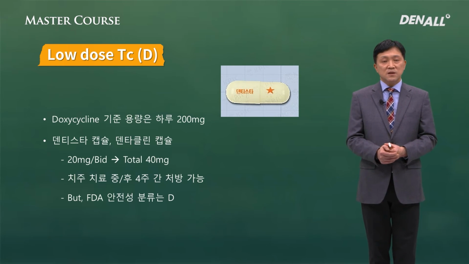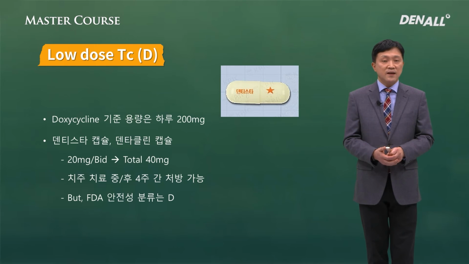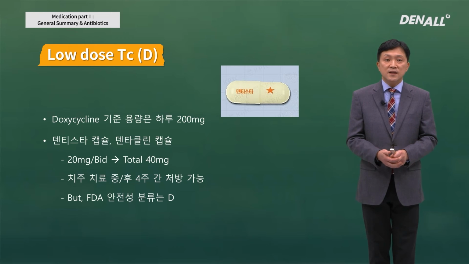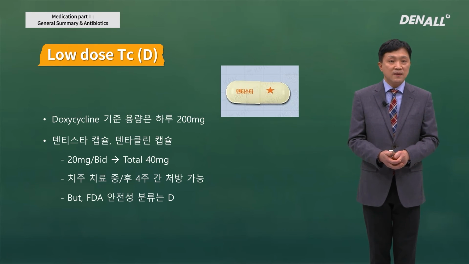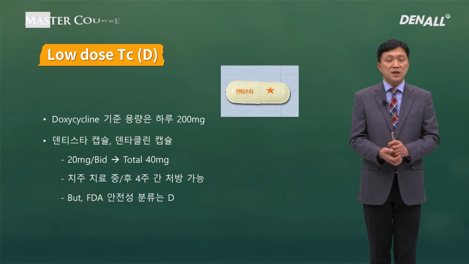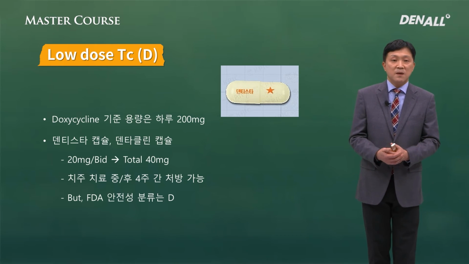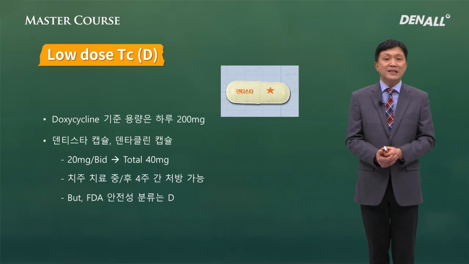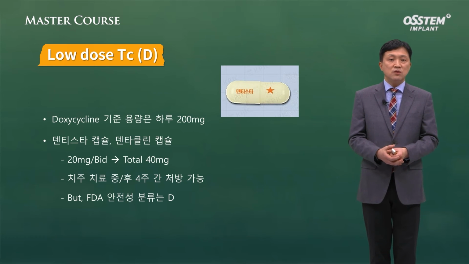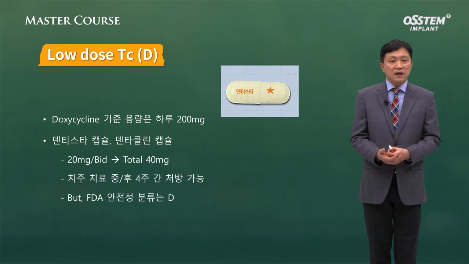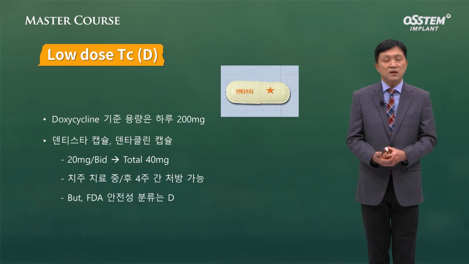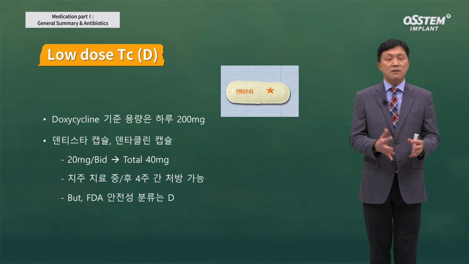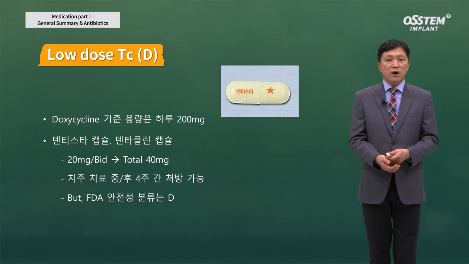Next, low-dose doxycycline or tetracycline can be prescribed after periodontal treatment. For doxycycline, the standard dosage is 200 milligrams a day. Low-dose tetracycline dosage is 20 milligrams BID for periodontal treatment, a total of 40 milligrams, which is a very low dose. It can be prescribed during or after periodontal treatment for 4 weeks. But it is category D of the FDA safety category, so you need to be careful in prescribing it. It has been a commonly used antibiotic.